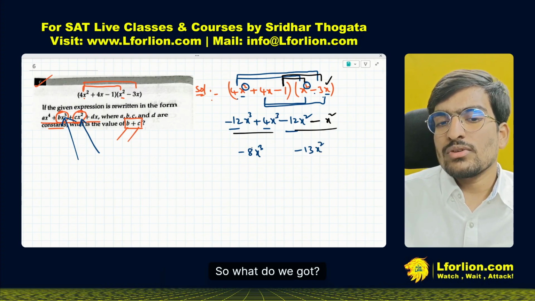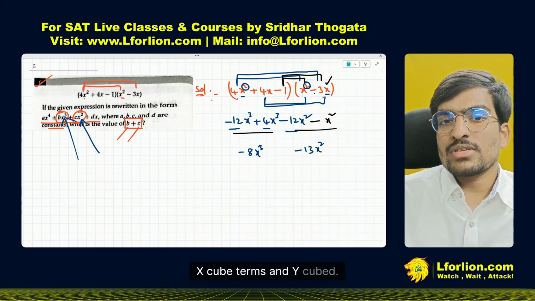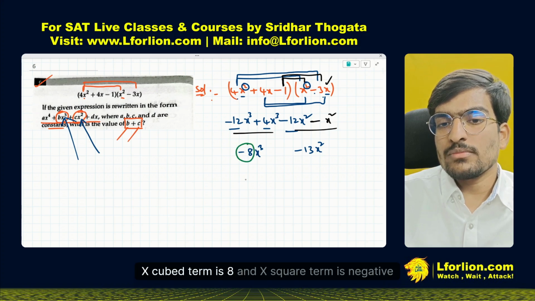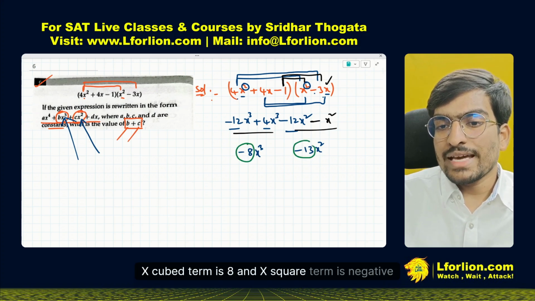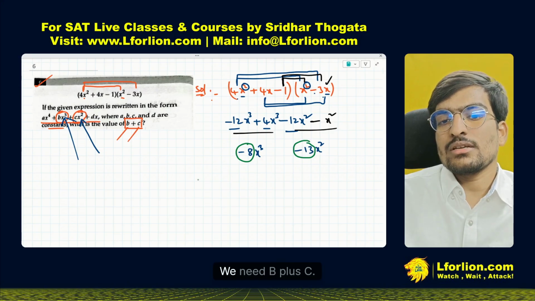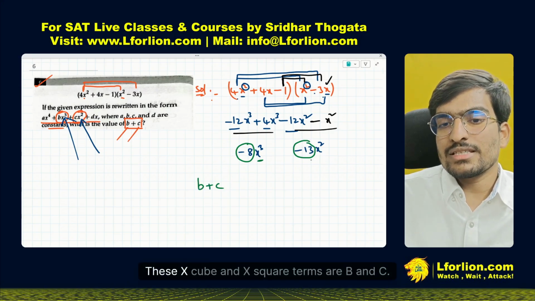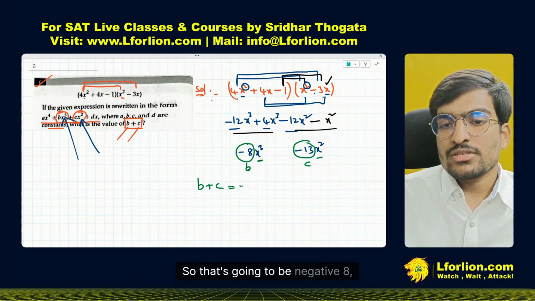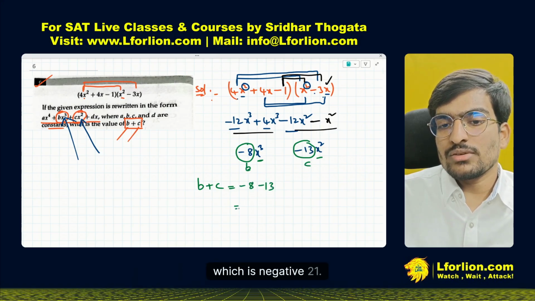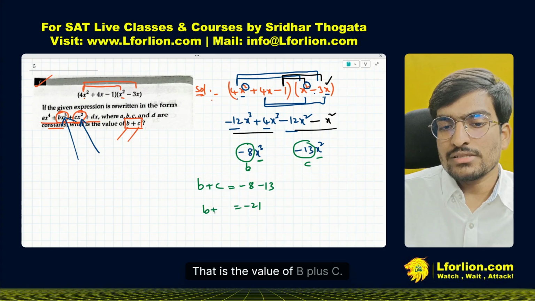So what do we got? The x cube term is negative 8 and the x square term is negative 13. We need b plus c. These x cube and x square coefficients are b and c. So that's going to be negative 8 plus negative 13, which is negative 21. That is the value of b plus c.